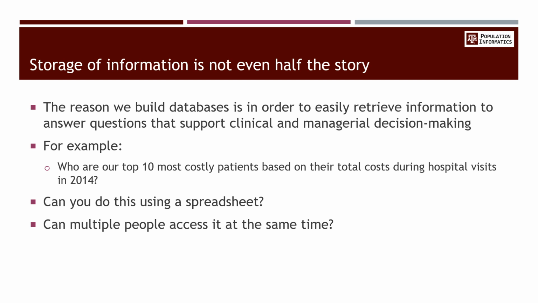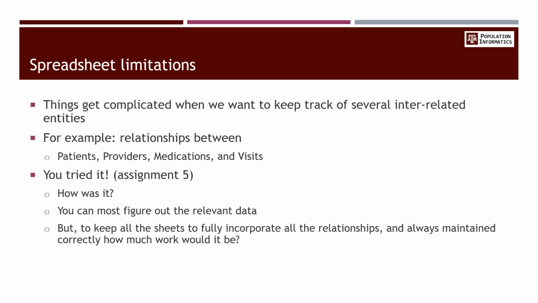Can multiple people access it at the same time so they can all ask questions? Do you see how things get complicated when we want to keep track of several interrelated entities? For example, keeping track of relations between patients, providers, medications, and visits. You tried it in assignment 5. How was it? You could mostly figure out the relevant data. But to keep all the sheets, to fully incorporate all of the relationships, and always maintained correctly, how much work would that be?